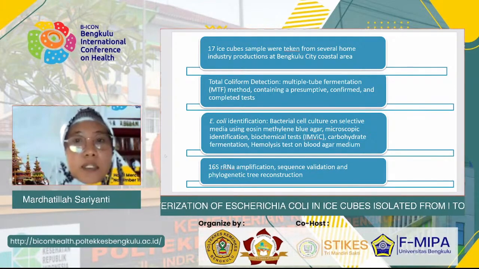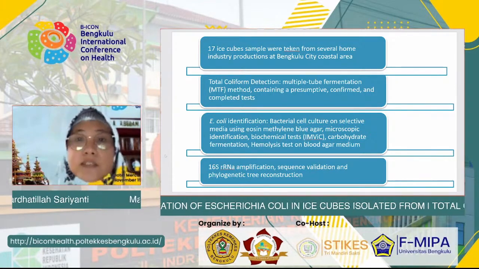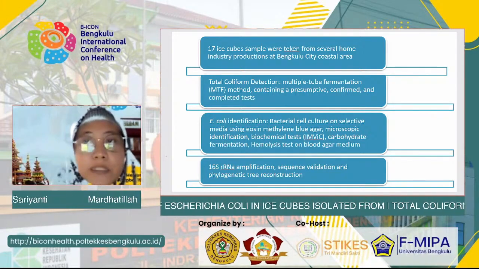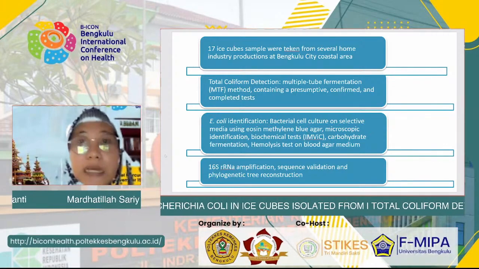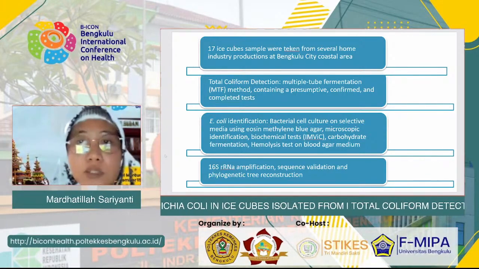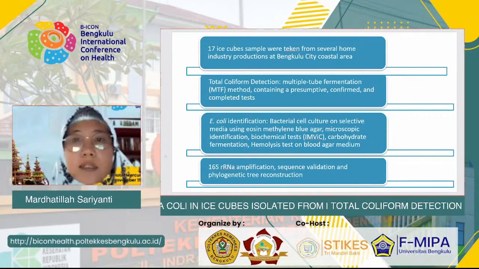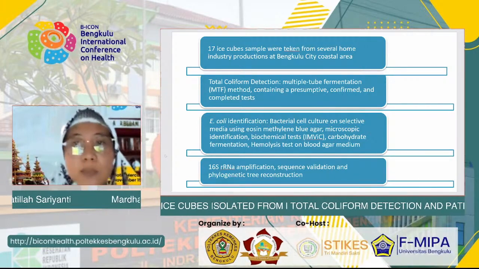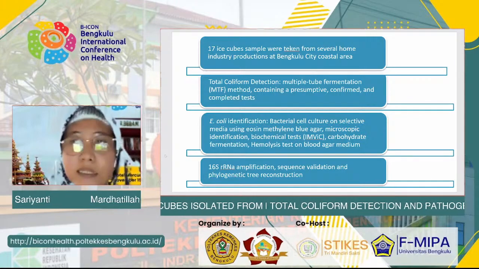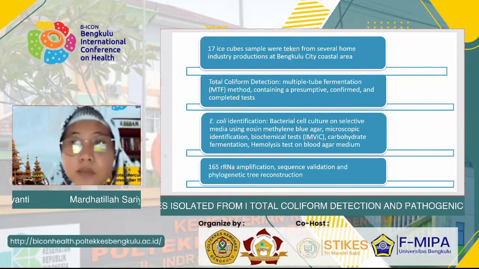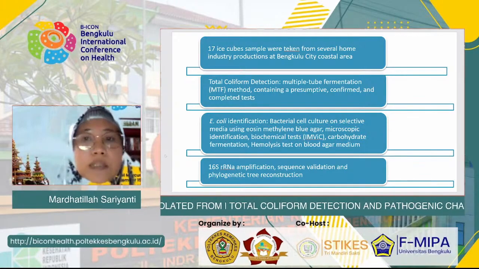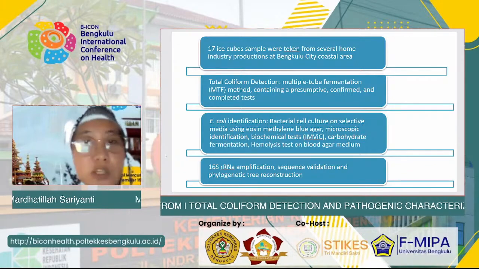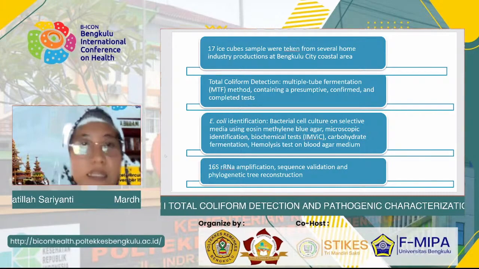And then we continued to identify the E. coli. The positive results from the validation tests were cultured on a selective medium, methylene blue agar, and the typical colonies with a greenish metallic color were determined as the total viable bacteria before being cultured on nutrient agar for microscopic identification through gram staining.